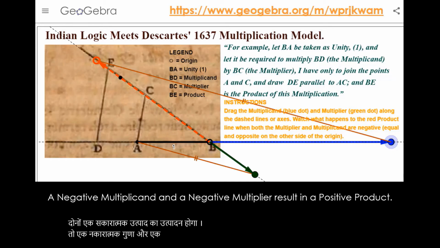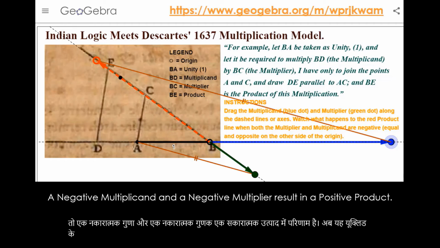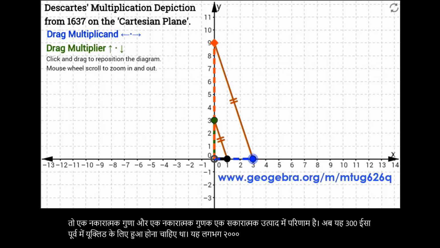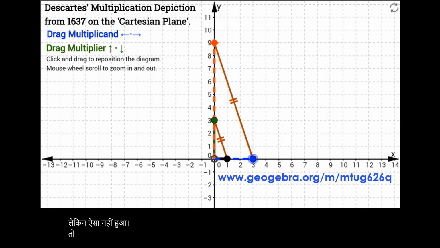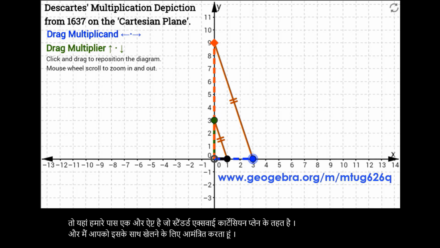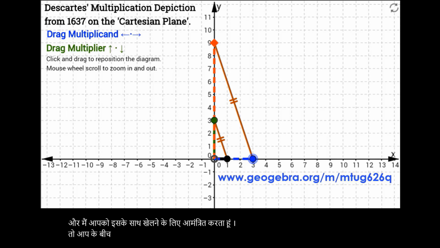Now this should have occurred to Euclid in 300 BCE. It should have occurred about 2,000 years later to René Descartes, but it didn't. Here we have another applet which is on the standard XY Cartesian plane, and I invite you to play with it so you can see the relationships between the similar triangles and the geometry of both positive and negative line segments.